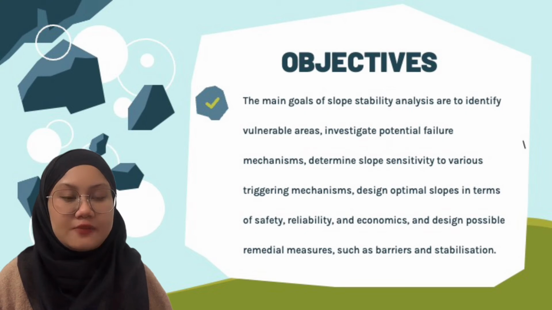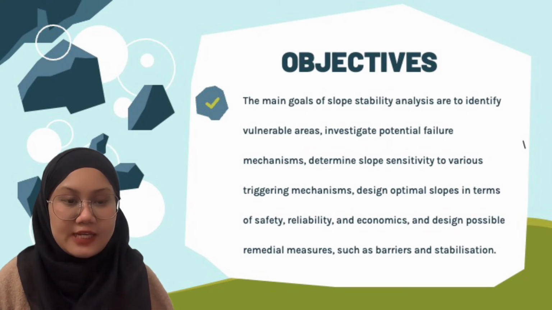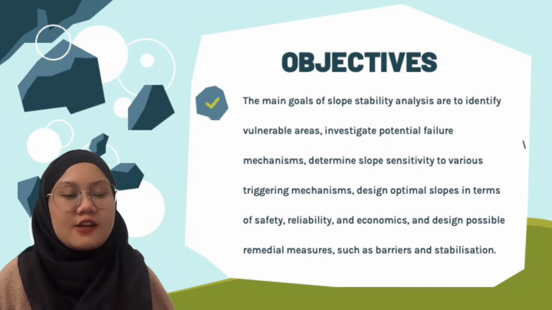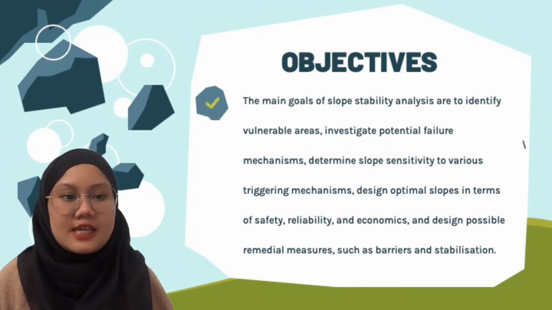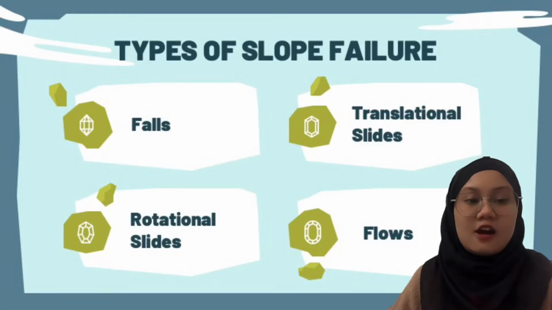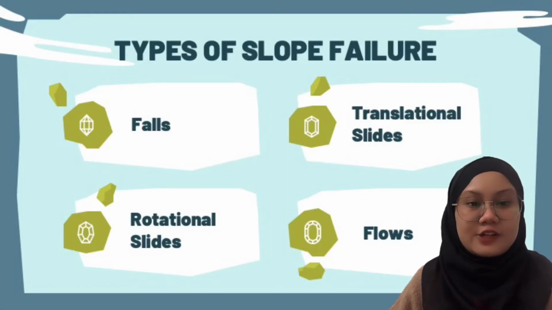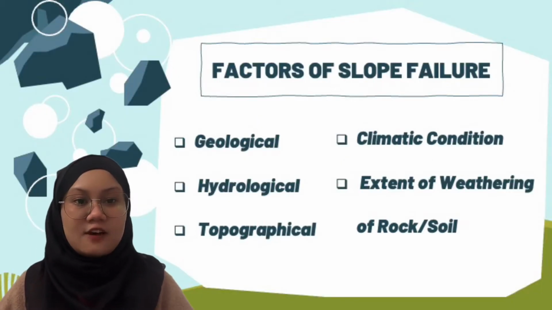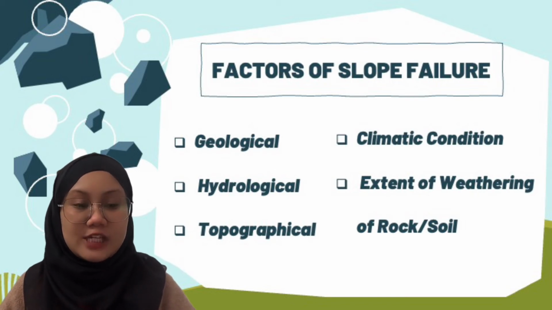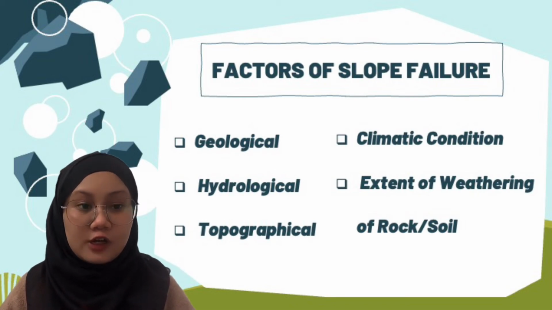Okay, so the main objective of the case study: the main goals of slope stability analysis are to identify vulnerable areas, investigate potential failure mechanisms, determine slope sensitivity to various triggering mechanisms, design optimal slopes in terms of safety, reliability, and economics, and design possible remedial measures such as barriers and stabilization. There are 4 types of slope movement, which are falls, translational slides, rotational slides, and flows. While the factors of slope failure are divided into 5 types: geological, hydrological, topographical, climatic conditions, and extent of weathering of rock and soil.